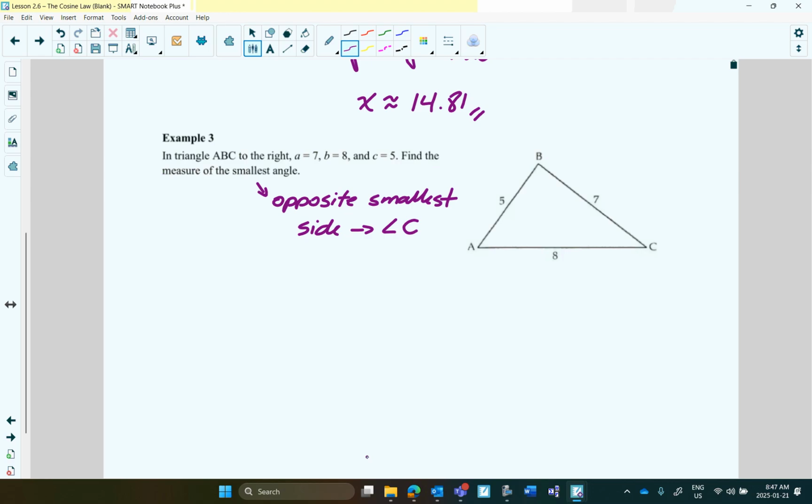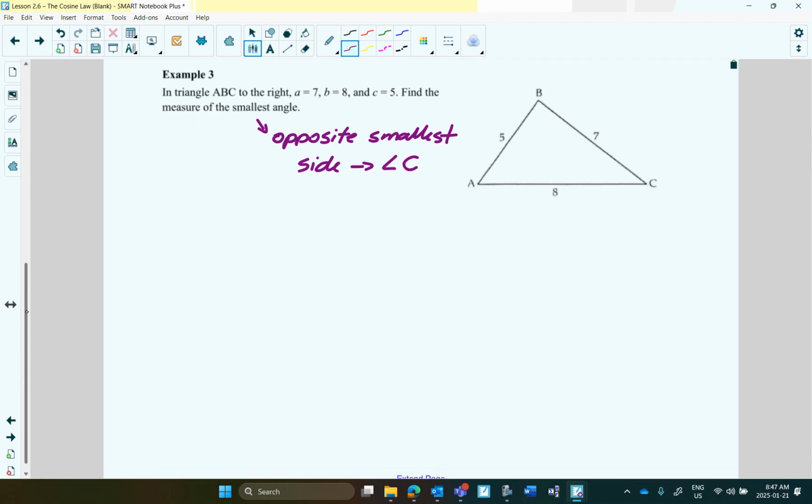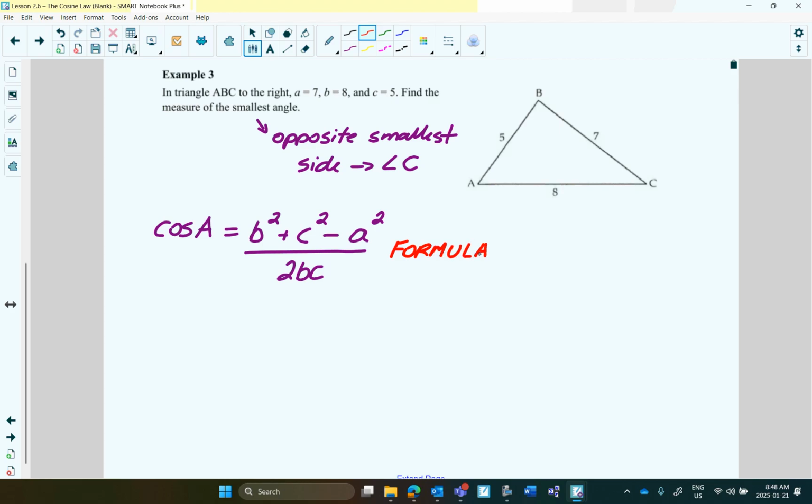The general formula to find a missing angle is this. The cos of the angle A will equal the other two sides besides little a squared and added together, minus the side opposite angle A squared, divided by 2 times the other two sides multiplied together. And again, you will get this. This is actually much easier to use.